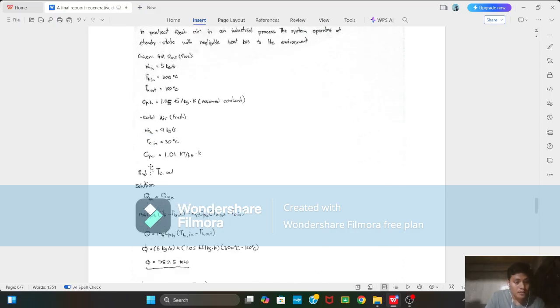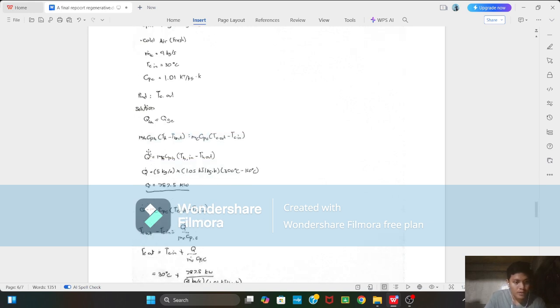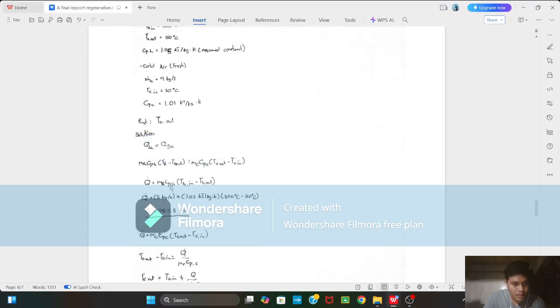Solution: Q hot equals Q cold. mh Cph times (Th in minus Th out) equals mc Cpc times (Tc out minus Tc in). Find first the Q of the hot gas, which is mh Cph times (Th in minus Th out). Substitute: 5 times 1.05 times (300 minus 150) Celsius. The answer is 787.5 kilowatts.